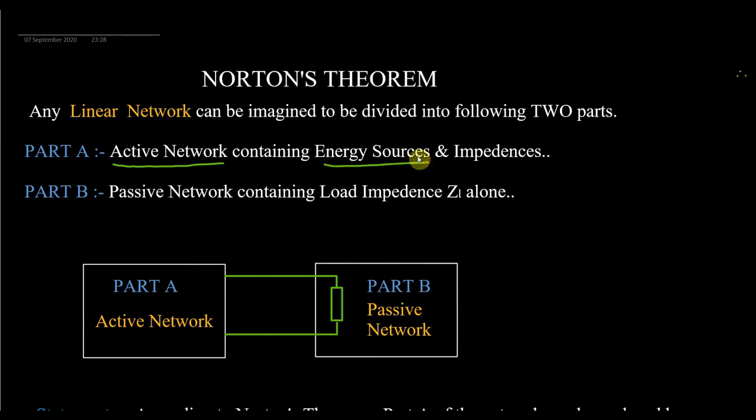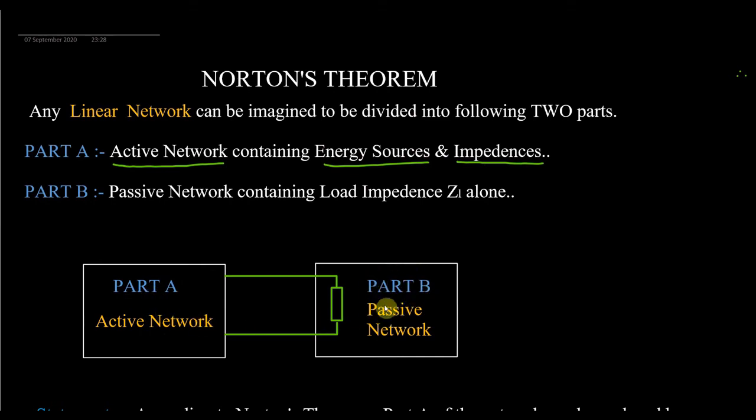We have studied the energy sources. It consists of a voltage source or a current source, with impedance. As we have now studied AC circuits, instead of resistance I will say impedance. So this first part is called the active network. What is the active network? The network which consists of energy sources and impedance.